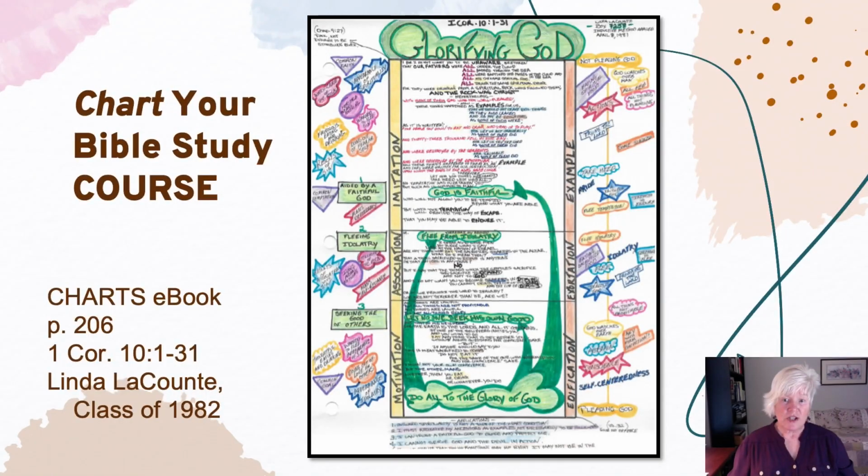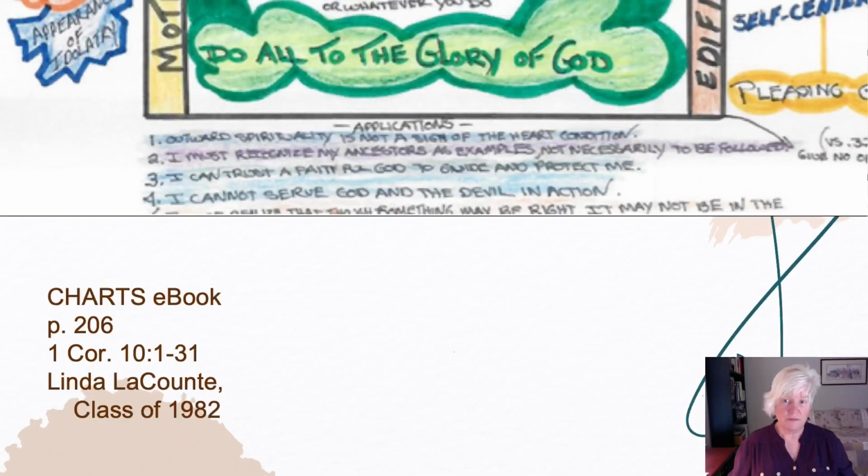This chart is on page 206. It's a study of 1 Corinthians 10:1-31 by Linda LeCount in the class of 1982. Her applications read, Outward spirituality is not a sign of the heart condition. I must recognize my ancestors as examples, not necessarily to be followed. I can trust a faithful God to guide and protect me. I cannot serve God and the devil in action. And number 5 was cut off when it was reproduced.